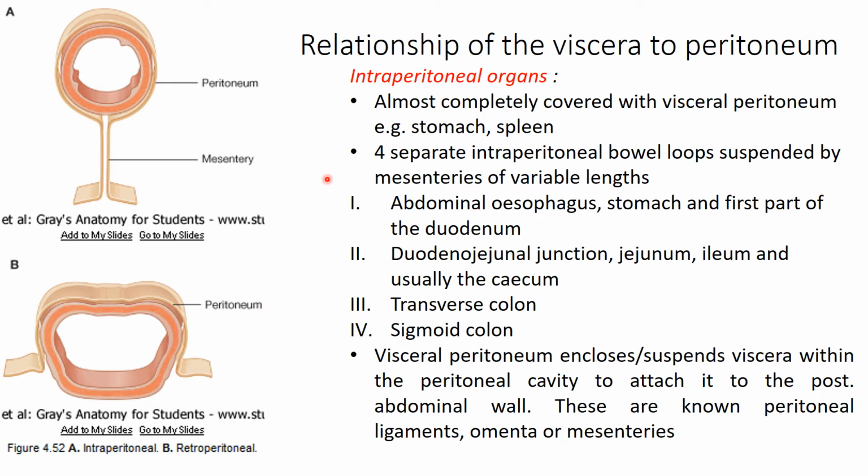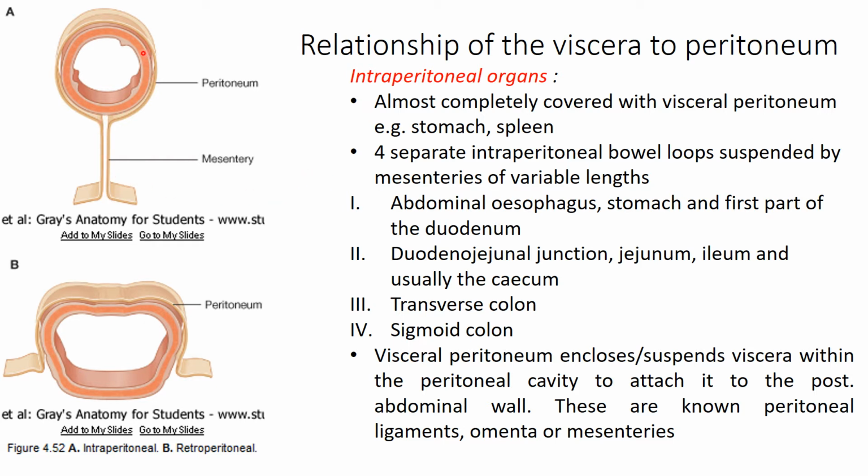Now, there are four separate intraperitoneal bowel loops suspended by mesenteries of variable length. The first includes the abdominal esophagus, stomach, and first part of the duodenum. Then the second bowel loop includes the duodenojejunal junction, jejunum, ileum, and usually the cecum. The third portion includes the transverse colon, and the fourth the sigmoid colon.